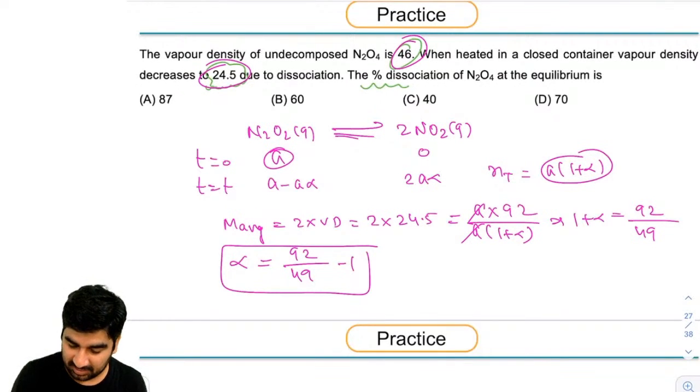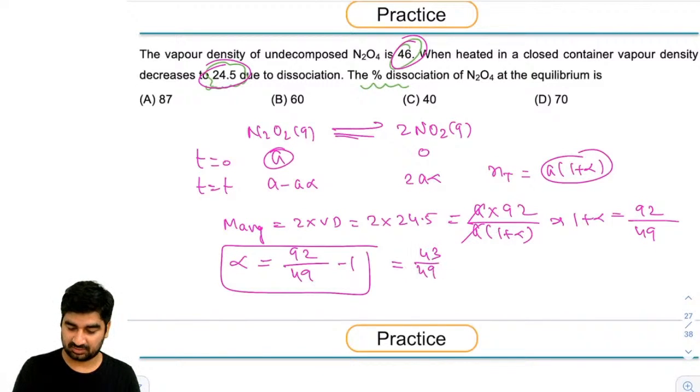So what will be the answer, guys, here? What will be the answer here? 43 by 49 minus 1. So it will be 87.